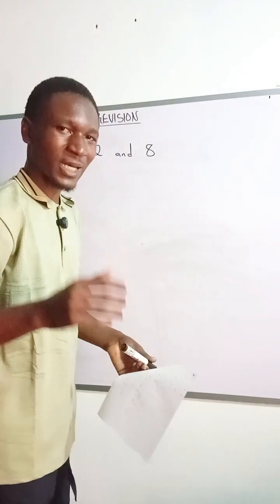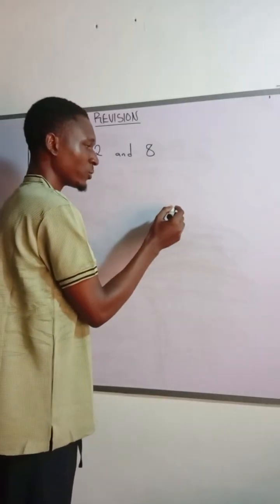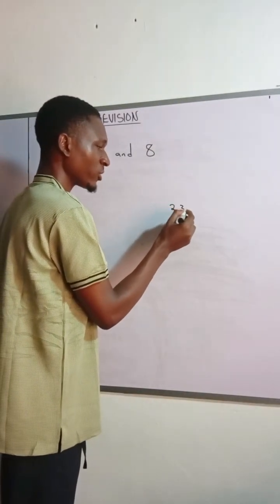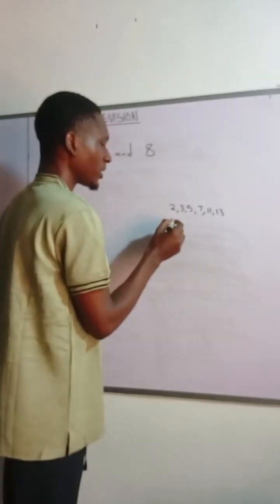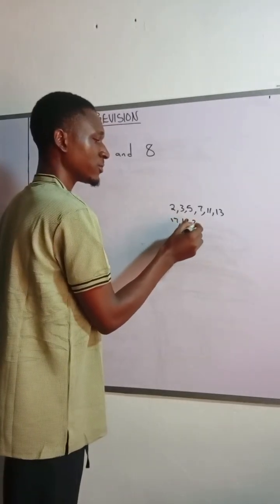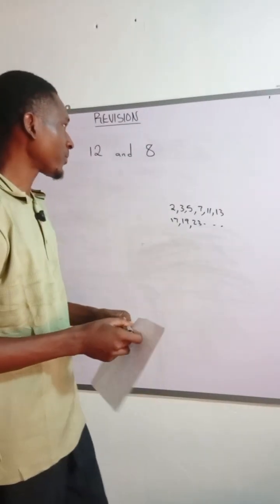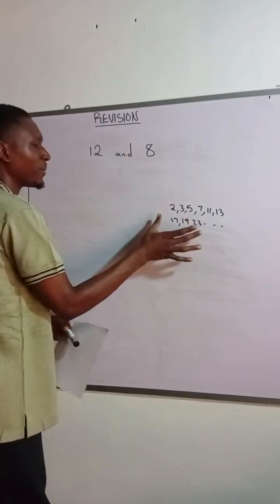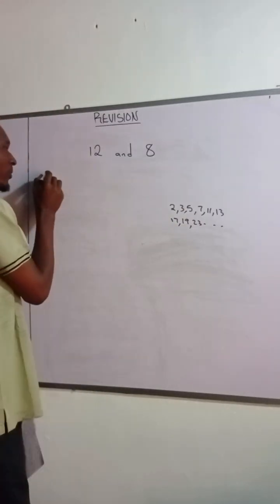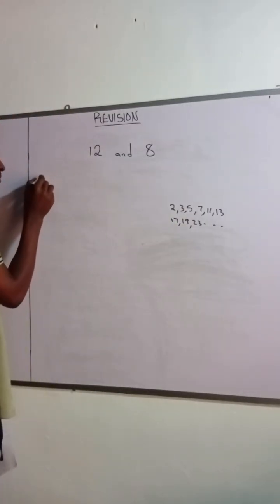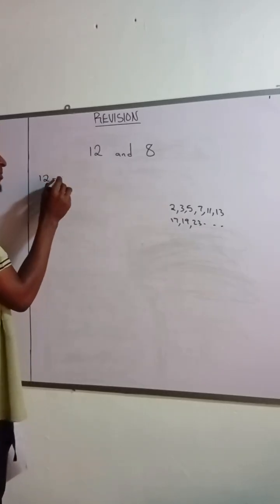I need you to break them down into their prime numbers. Remember the prime numbers I gave you to study: 2, 3, 5, 7, 11, 13, and so on and so forth. I told you to practice them and know them. We are going to break them into their prime numbers, into their prime factors. First of all, you are going to do 12. You can break 12 into what? 2 multiplied by 6.